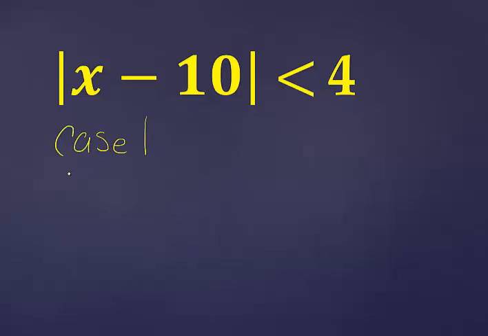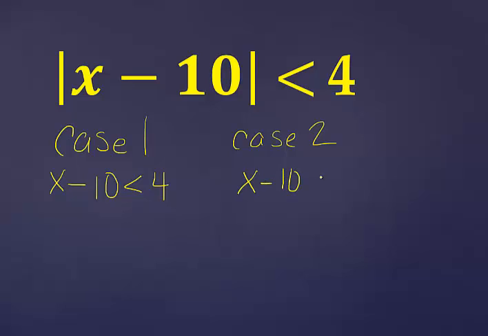It's going to be the numbers that are on the right of the 0, or any value that makes the expression x minus 10 less than 4. Case 2 is going to be the numbers on the left of the 0, anytime the expression x minus 10, and in this case it's got to be greater than -4. If you have questions about that, we'll talk about it in class tomorrow. So that's how we set our two cases.